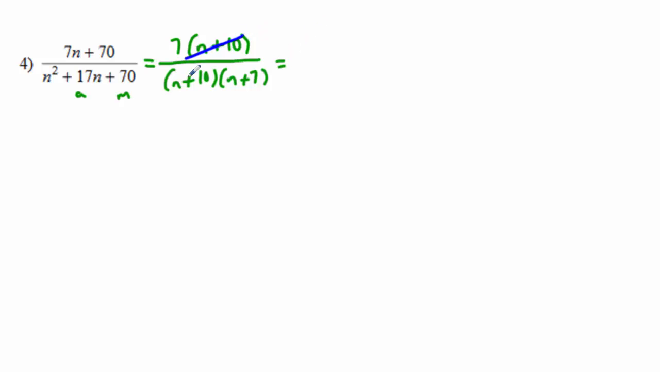Now, the n plus 10s will cancel, and on top we'll have 7 over n plus 7. Now, when we're simplifying, or when we're looking at this and thinking about what we're doing, we might be like, oh, hey, those 7s would cancel. But that's not how it works, and you have to somehow get it in your head that it doesn't work that way, because I'm adding on bottom.